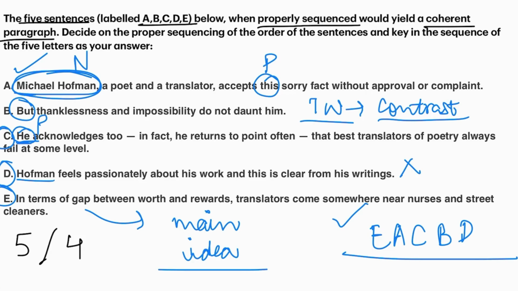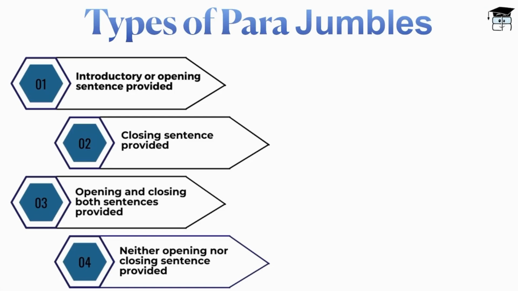Now, we won't have that much of time in our CAT exam. That means that we have to pick up some tips and tricks to solve this para jumble within seconds. Now, I will tell you about these tips and tricks later on in this video. But first, we need to understand what types of para jumbles do you encounter in your CAT exam.